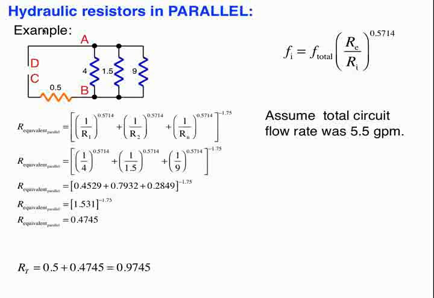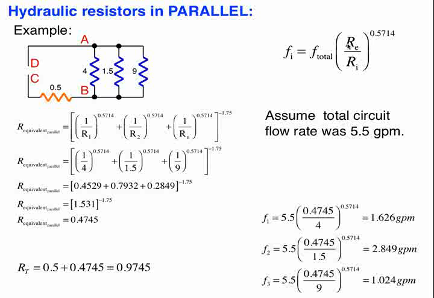I'm going to assume that the total flow rate in this circuit is 5.5 gallons per minute. Now, after January's webinar, you'll know how to find that 5.5. Obviously, that's going to depend on the circulator that we put in over here between C and D. But for now, let's assume it's 5.5. We just want to know how that flow breaks up between these resistors. That's where we plug them back into this formula, and there it is.